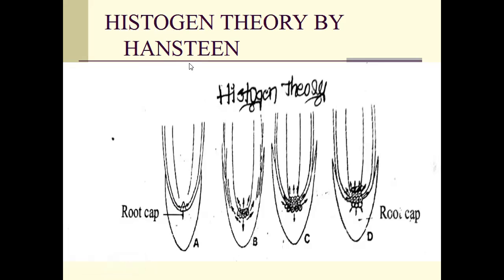It is applicable for explaining all root terminal parts. Here four diagrams are given. The first diagram belongs to the Pteridophyta root apical part. The second diagram shows the root apical part of gymnosperms. The third, C diagram, shows the root apical part of dicots. The D diagram shows the root apical part of monocots.